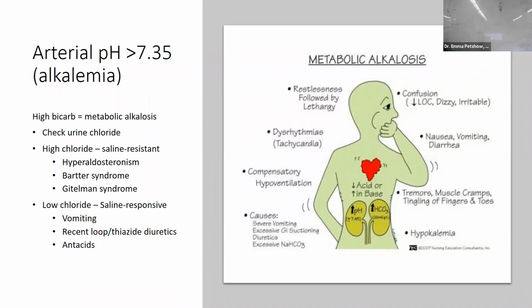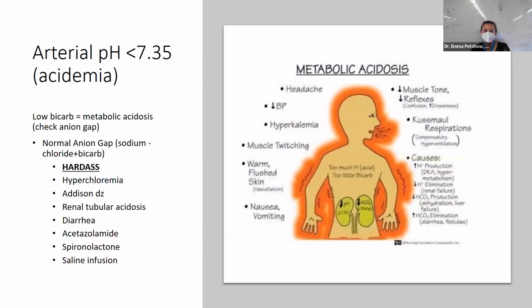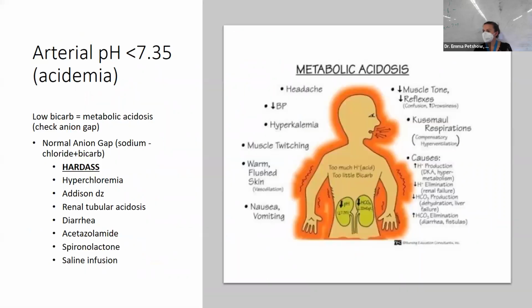And you're feeling this restless feeling followed by severe lethargy, heart arrhythmias, compensatory hypoventilation, maybe dizzy, irritable. All of these can cause nausea, vomiting, diarrhea, and tremors, muscle cramps, fingers and toes, and hypokalemia. So again, hypokalemia in metabolic alkalosis and respiratory alkalosis. You can see hyperkalemia in your respiratory acidosis and metabolic acidosis.